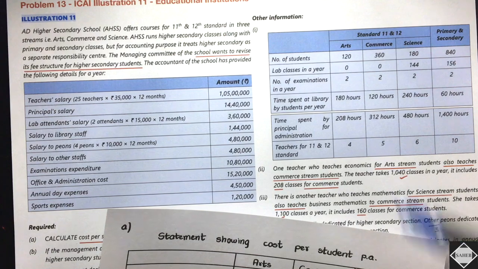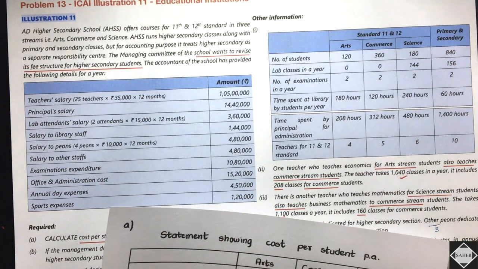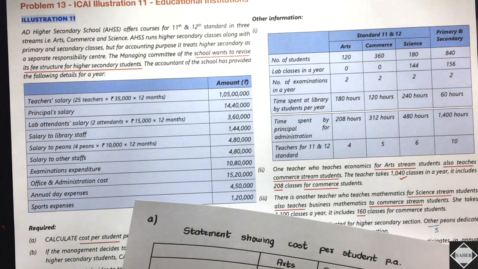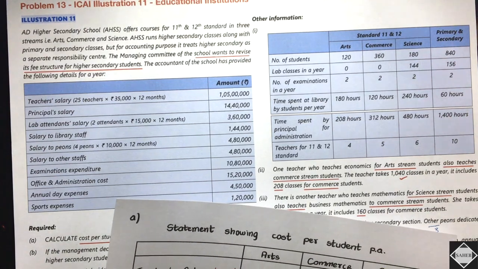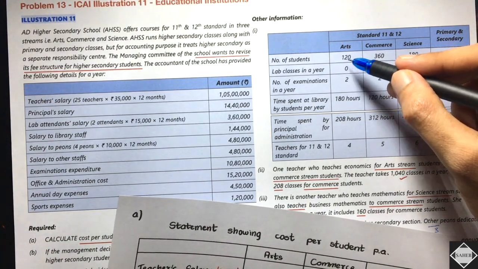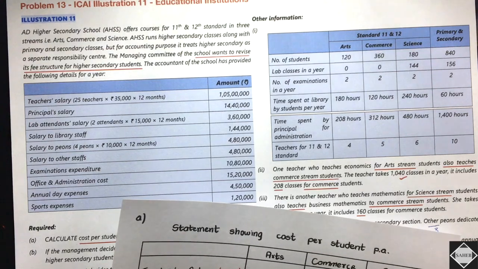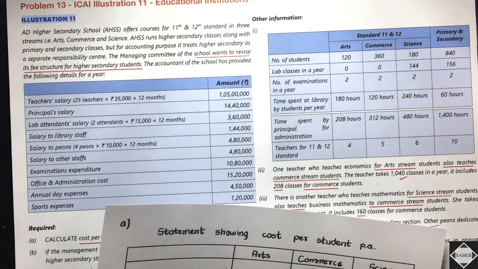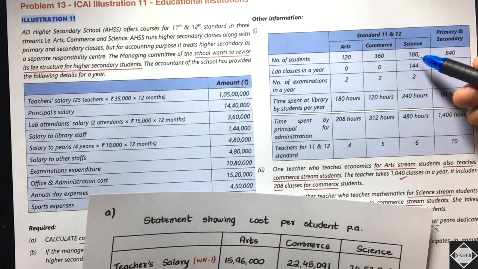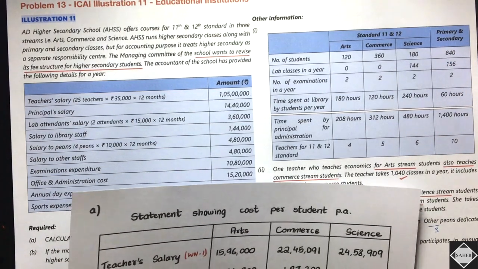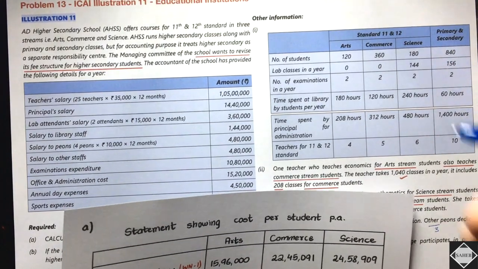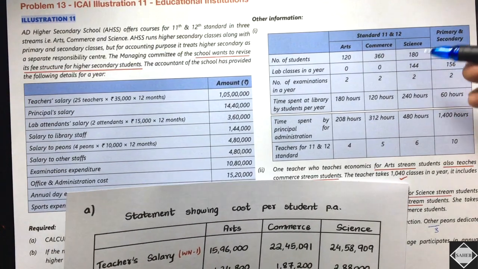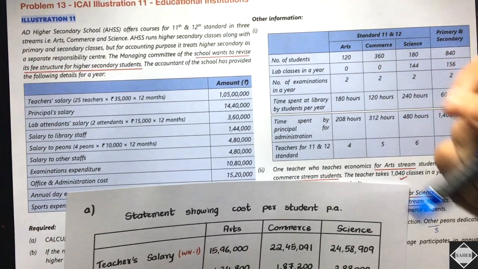ICAI has made use of the number of students because it is a more reliable approach, isn't it? If you see, maybe there will be more students in science and fewer in arts, right? And if you say it's equal, that's not right, because more students means more checking is required, more papers are required. So obviously the science stream will have more cost regarding examination expenditure. That is why number of students seems the more reliable approach.